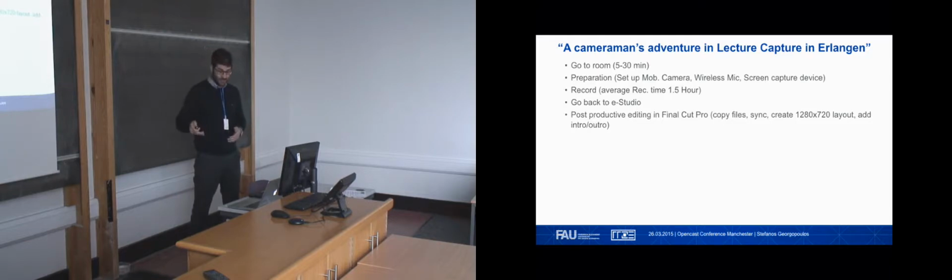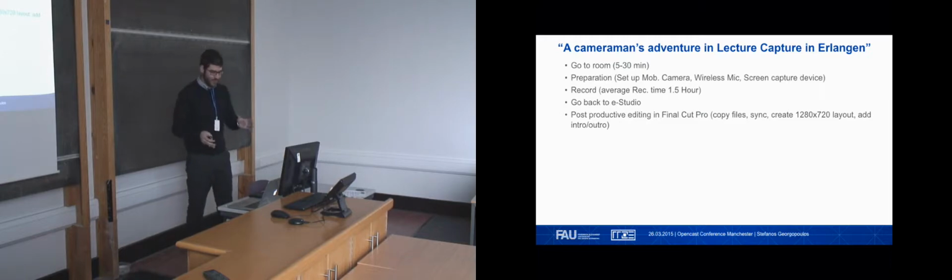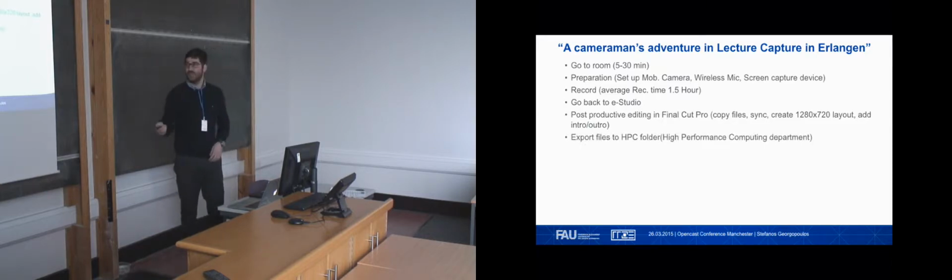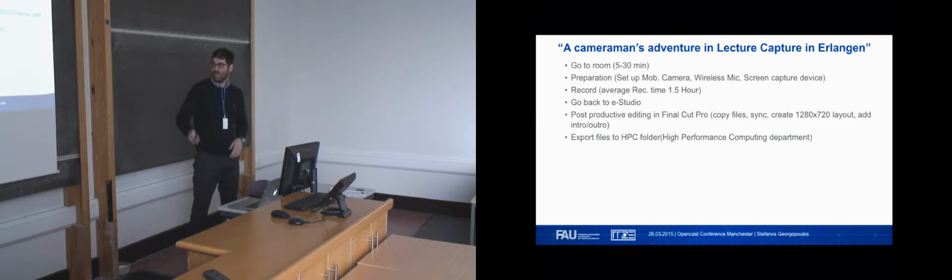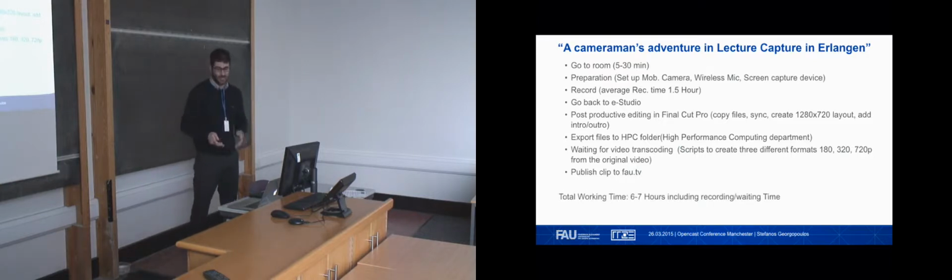And we do post-production editing. We use Final Cut Pro to create a certain layout and to copy files from our HD cameras to Final Cut Pro, and then create a layout with the intro and outro. Then we export this file to our HPC folder. HPC is short for High Performance Computing Department. We have a folder where we export all these files. Then they have some FFmpeg scripts, a 2-pass FFmpeg script that transcodes our video file to different formats. And at the end, we publish the clip to our video portal. Easy. So this is around 6 to 7 hours for one recording with waiting time.